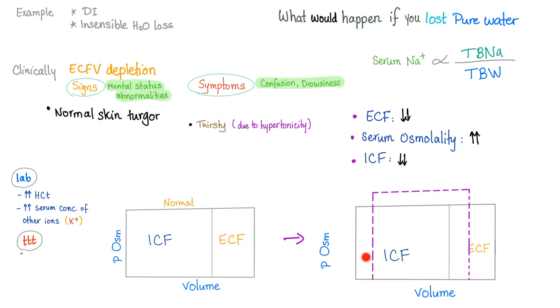Please increase the serum osmolality, decrease the ECF, decrease the ICF. How about the skin turgor? It's going to be normal because the total body sodium is normal when you lose pure water. Very nice. How about the treatment? When you lose pure water, give water. Replace the water and try to cure the underlying condition.